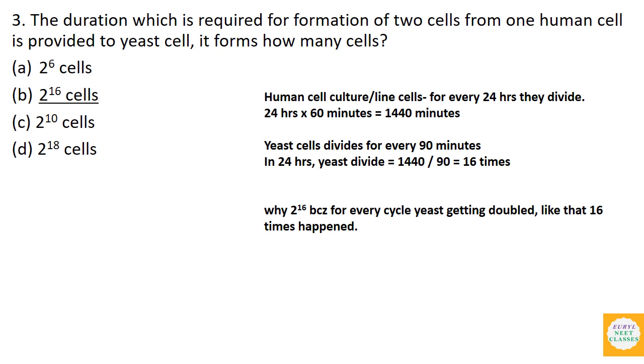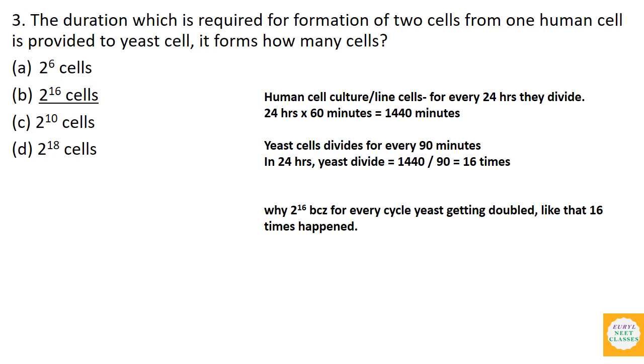That means their cell division timing is what, 24 hours. Got it? Or a cell cycle of 24 hours. So you have to convert this 24 hours into minutes. Why? Because the yeast has a cell cycle of 90 minutes only. So for easy calculation, the unit should be the same. Then only we can solve easily.